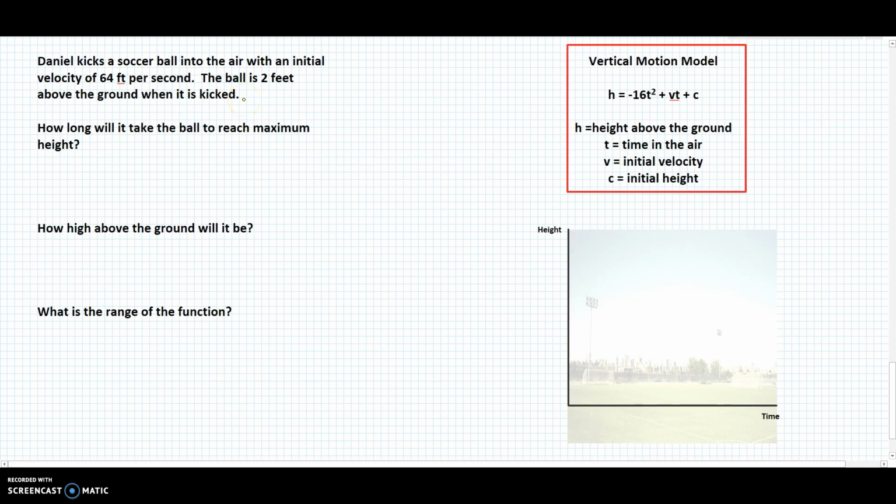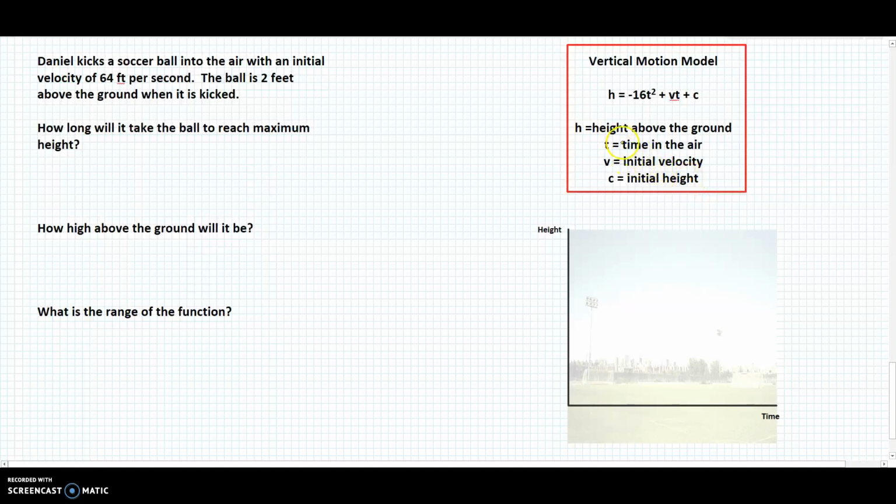Okay, now let's take a look at a real-world problem that involves a quadratic equation. The most common quadratic equation that we use is the vertical motion model. And the vertical motion model says I can determine the height and the time of an object flying through the air based on the formula h equals -16t squared plus vt plus c. H is the height above the ground, t is the time the object is in the air, v is the initial velocity, and c is the initial height.